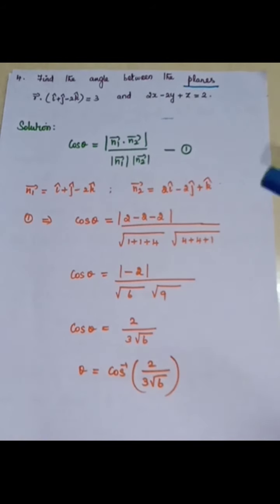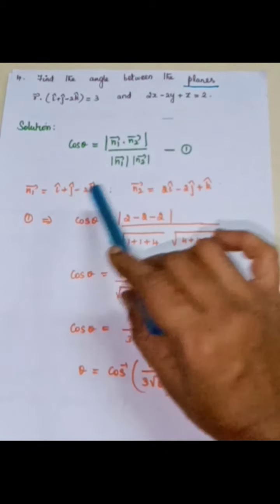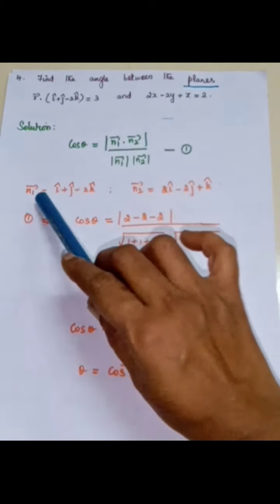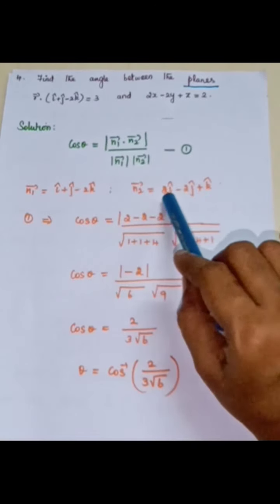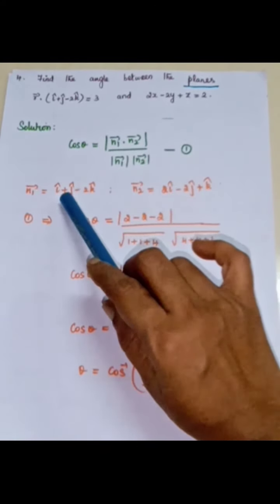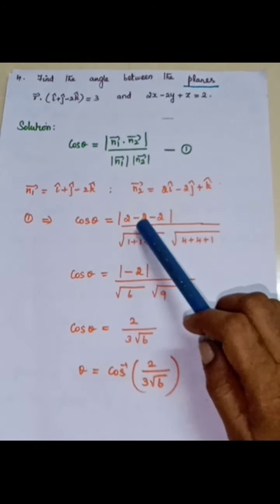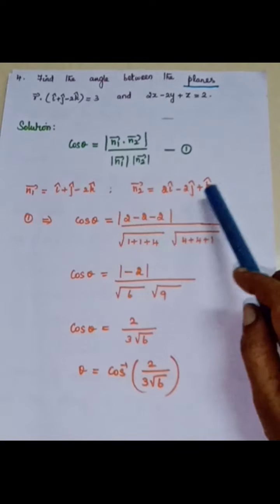And if you substitute in the formula, you have to take the dot product. So same components have to be multiplied. So here you're having 1, here you're having 2. So 1 into 2 is 2. Here the coefficient of j cap is 1. Here you are having minus 2. So 1 into minus 2 is minus 2. And minus 2 into 1 is minus 2.